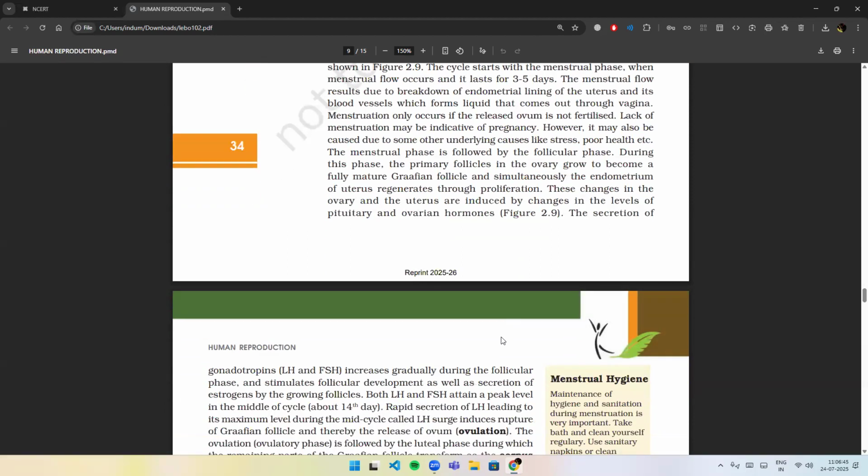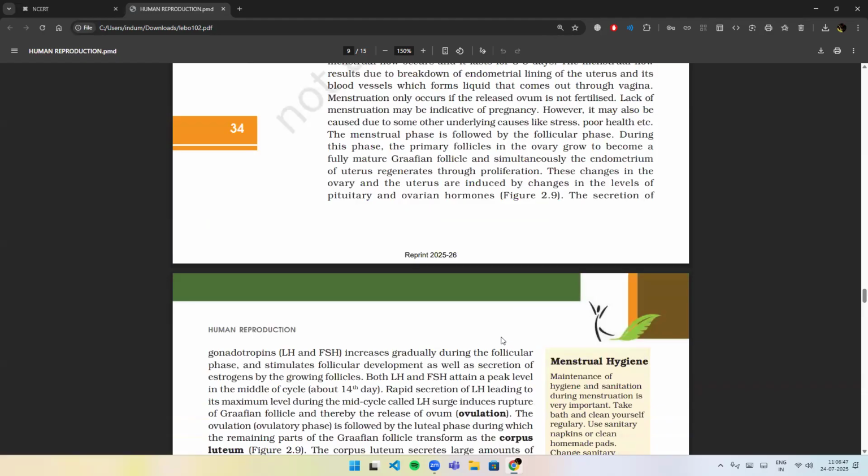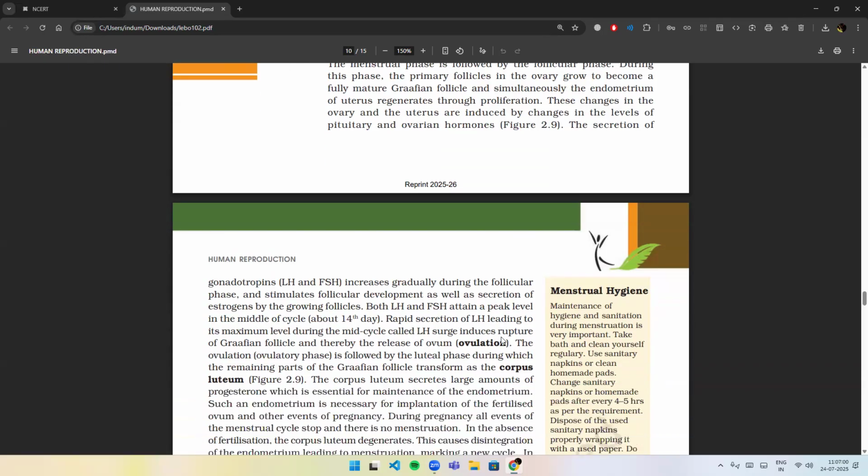The menstrual phase is followed by the follicular phase. During this phase, the primary follicles in the ovary grow to become a fully mature Graafian follicle, and simultaneously, the endometrium of uterus regenerates through proliferation. These changes in the ovary and the uterus are induced by changes in the levels of pituitary and ovarian hormones.